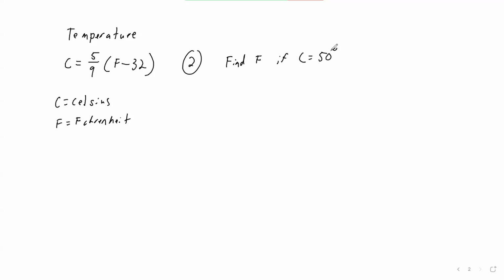So I'm going to take what I know, which is this 50 here, and plug it into this formula. So I now get 50 equals 5 ninths times F, because that's what I'm trying to find, that's my variable, minus 32. And what we just did is develop an equation to solve. This is what we did in the first 3 sections, but we were given the equation. Now we had to produce it first.